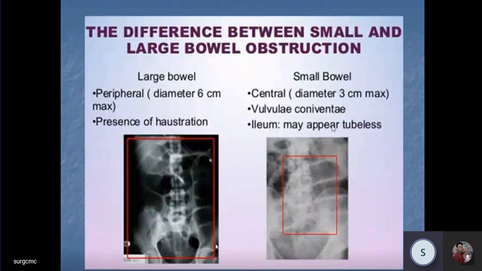As I told, the small bowel appears as tube-less structures, with the ileum more centrally placed, and peripherally placed things are large bowel obstructions. The diameter is more in a case of large bowel obstructions than small bowel obstructions. Small bowel diameters are usually less than 3 centimeters. Anybody want to say anything?